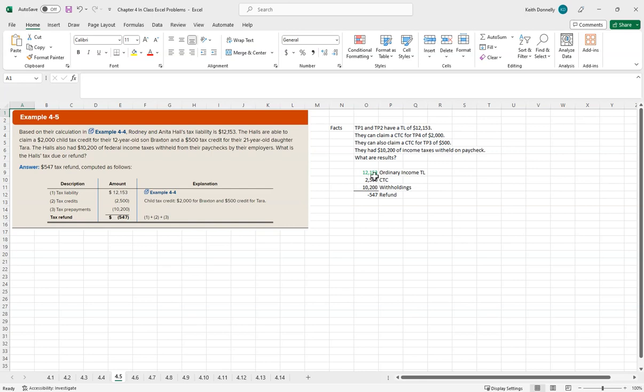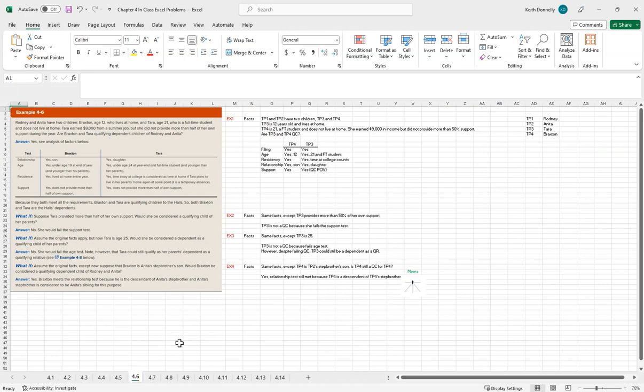This is just showing you a little simple example, right? We owe this amount, we get a credit, we have withholdings. Hey, it looks like we're getting a refund. We put more into the system than we owed. And here we're getting into dependents and things like that.